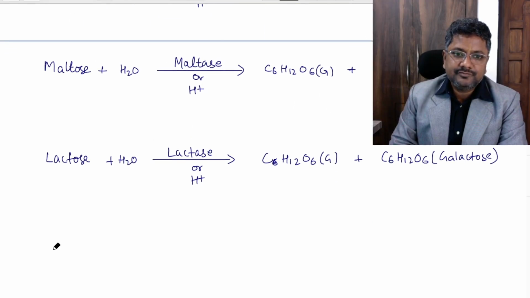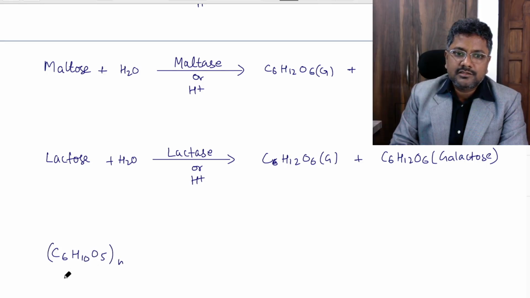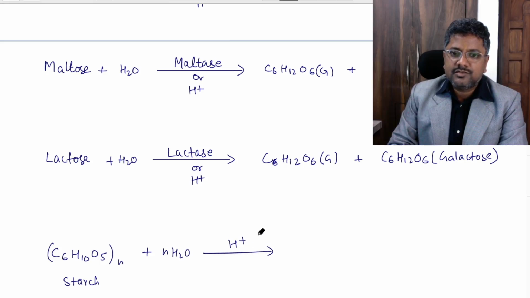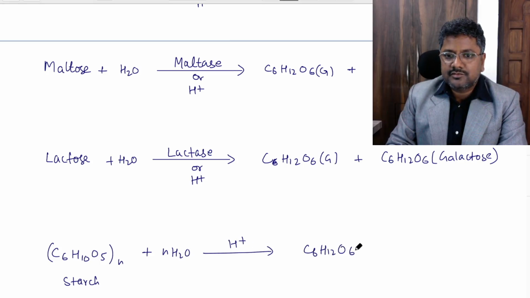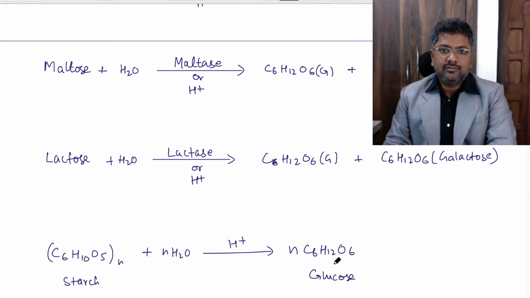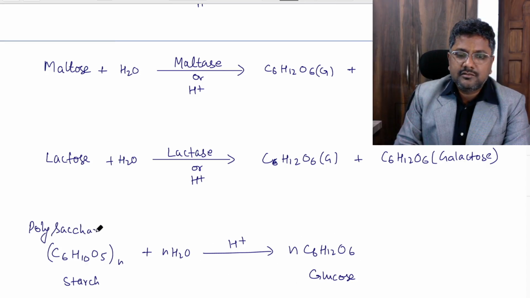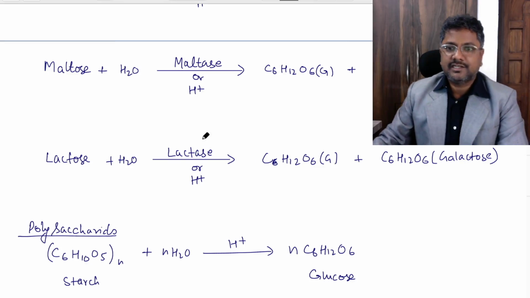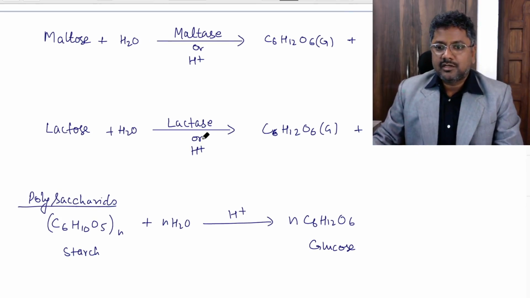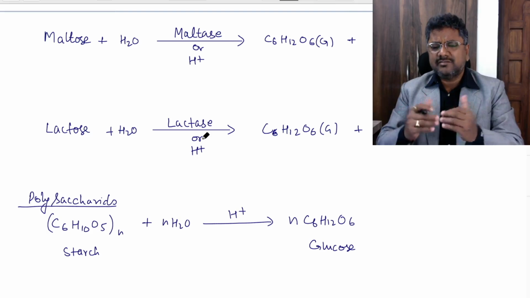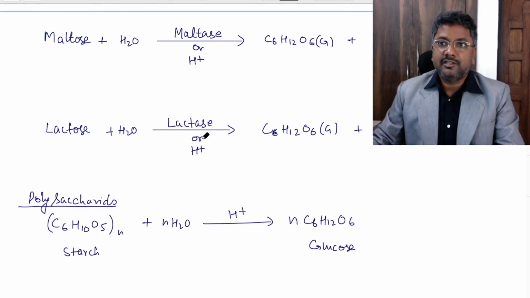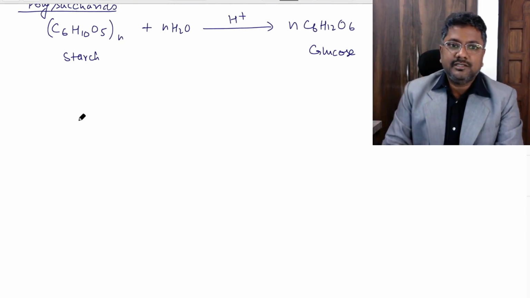Now see starch, (C6H10O5)n, plus nH2O with H plus gives C6H12O6, glucose, right? So n molecules of glucose we will get here. So this is a polysaccharide, and these are the disaccharides. This is the classification of carbohydrates, and I have focused only on the important carbohydrates which are kept in your syllabus, right?